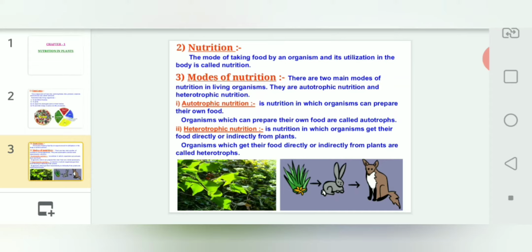Autotrophic nutrition is nutrition in which organisms can prepare their own food. Organisms which can prepare their own food are called autotrophs. Heterotrophic nutrition is nutrition in which organisms get their food directly or indirectly from plants. Organisms which get their food directly or indirectly from plants are called heterotrophs.